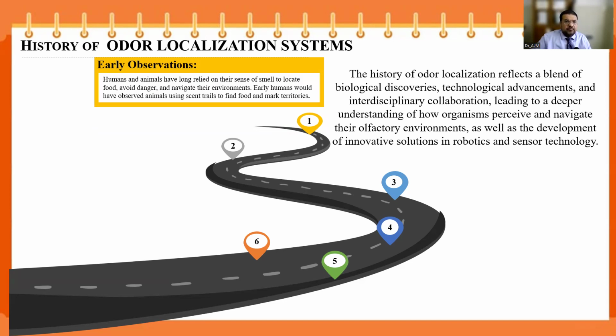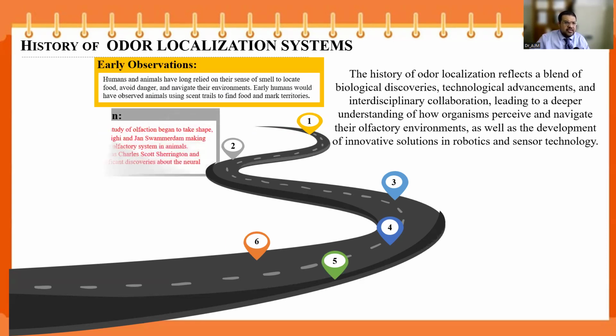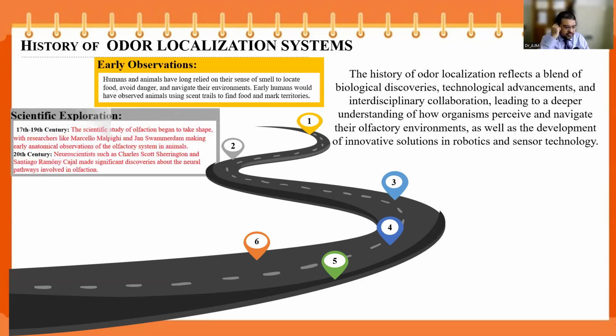Humans and animals have long relied on the sense of smell, for example to find food, avoid danger, and navigate through the environment. The second step, starting from the 17th and 19th centuries, is when the scientific study of olfaction began to take shape, with researchers like John making early observations about the olfactory system.